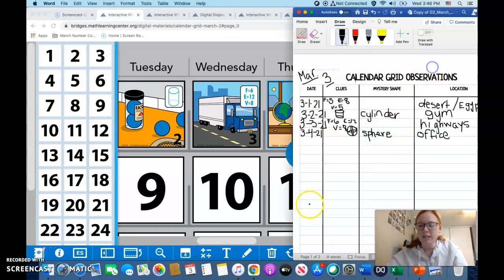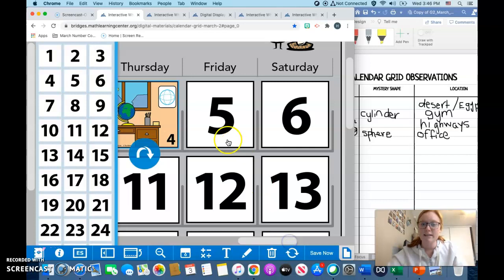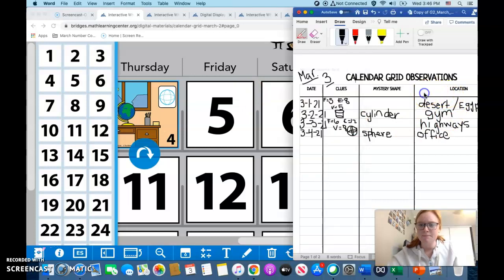Well, I'm excited to see what we have for our shape tomorrow. Based upon our observation grid, can you make some predictions or guesses as to what our March 5th card, tomorrow's card, is going to look like? Maybe it has something to do with the clue, or maybe the location, or maybe the mystery shape. I don't know, but take a minute and make a prediction as to what you think might be happening.